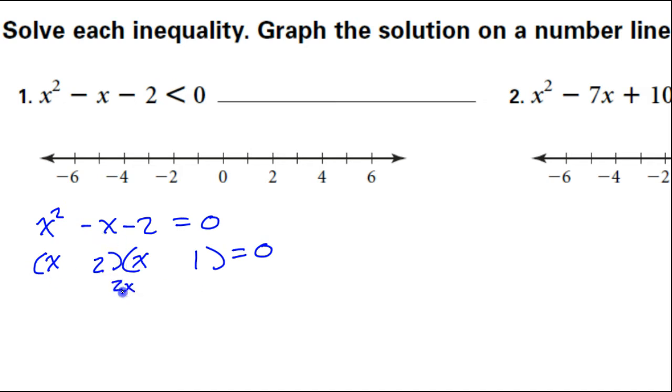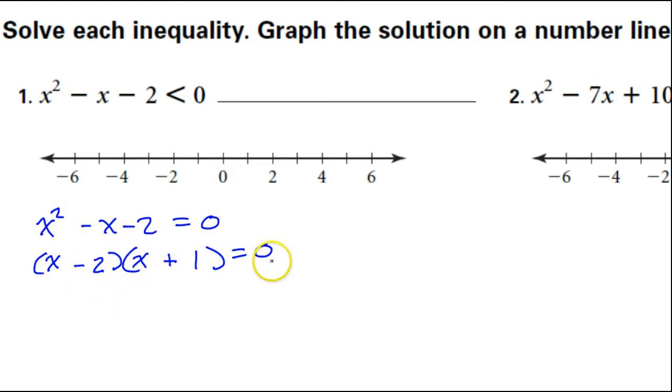Inner, I have 2x. Outer, I have 1x. That has to equal the middle, that is negative 1x. So if I had a negative 2 and a positive 1, that would make negative 1x. So that means negative 2 and positive 1. And negative 2 times 1 is negative 2. So there we have factored correctly.